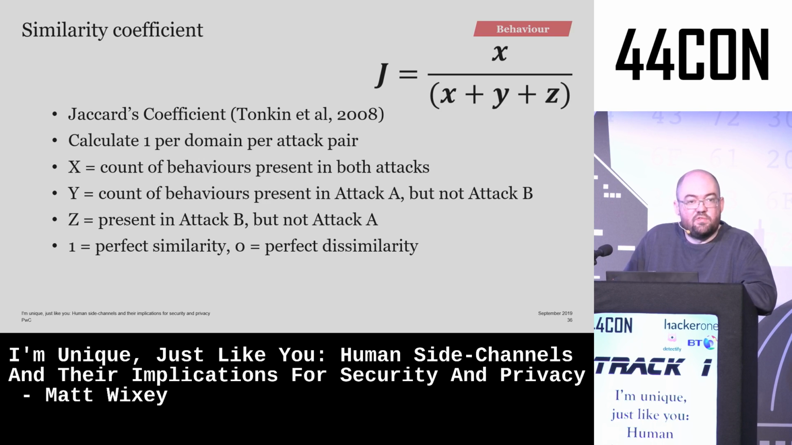The most commonly used one for case linkage analysis is Jaccard's coefficient. I'm going into the maths a bit more with this one because it's not quite as complex as it is for forensic linguistics. And you calculate one of these coefficients per domain per pair of attacks. As you can see, it's a pretty simple formula. X is the count of behaviors present in both of the attacks you're looking at. Y is behaviors in A but not B. Z is those present in B but not A. If you end up with a score of 1, it means the attacks are perfectly similar. If you end up with 0, they're perfectly dissimilar.